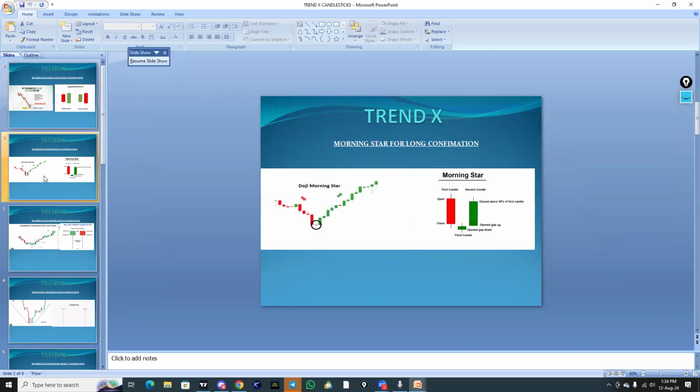Okay, so the second one is a morning star. This candle is again very important to understand when it comes to long positions.